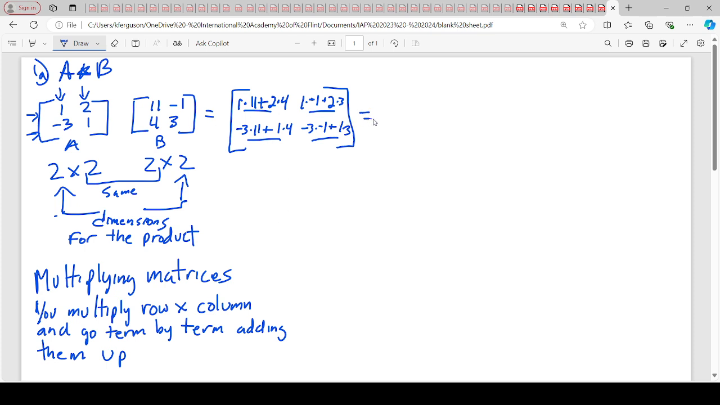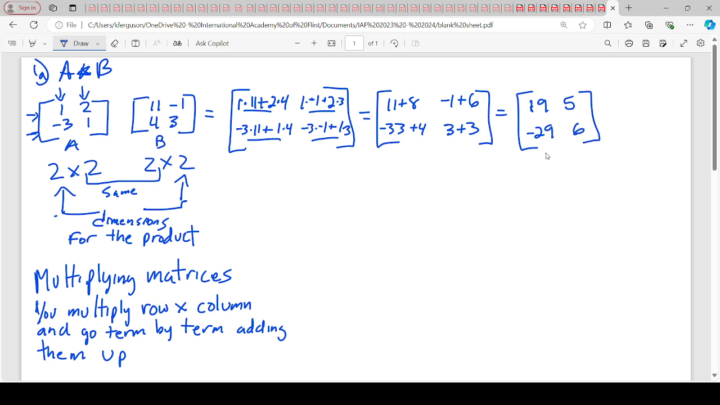So now I'm just going to simplify this. I'll just take some time on this. So I got 11 plus 8. I've got negative 33 plus 4. I've got a negative 1 plus 6. And I have a positive 3 plus a positive 3. So then my final answer is going to be 19, 5, negative 29, and 6. This is my answer. This is AB, or A times B. All right, so let's see what's next.